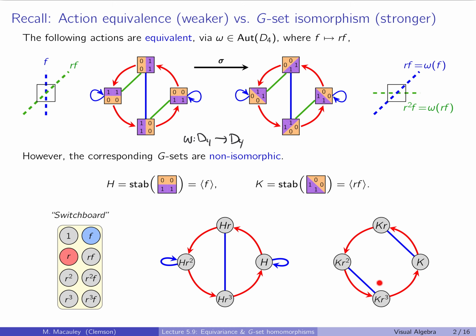So here are the abstract notions of these action graphs if we fix the same switchboard. So here, H is the stabilizer of this element, and K is the stabilizer of this element. And remember, every transitive action we can represent as cosets of the stabilizer. And these things definitely are non-isomorphic as G-sets, even though the actions are equivalent.